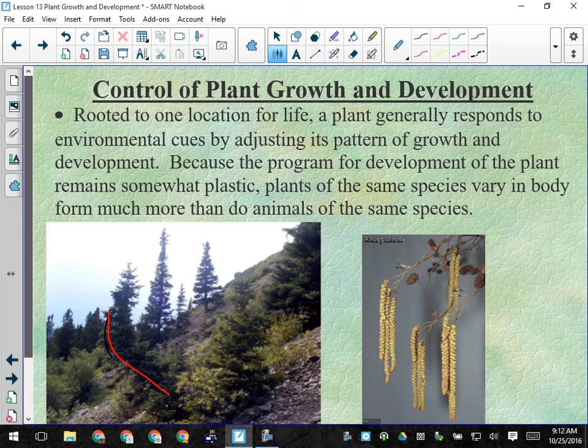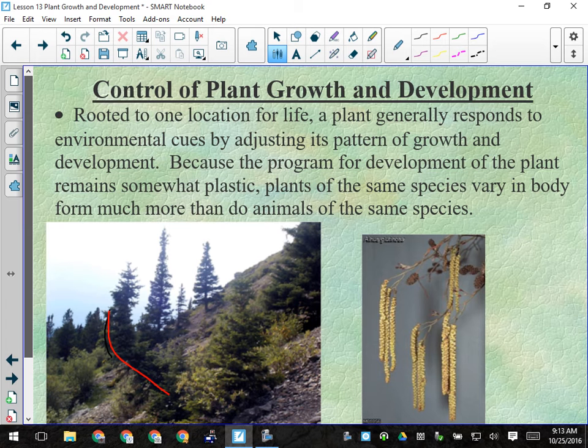All right, so plants have this problem. They're rooted to one location for life. Okay, because this isn't the Lord of the Rings. They're not Treebeard and the Ents. They don't walk around and fight wizards and things like that. A plant generally responds to environmental cues by adjusting its pattern of growth and development. That's the only way a plant can respond to changes in its environment.